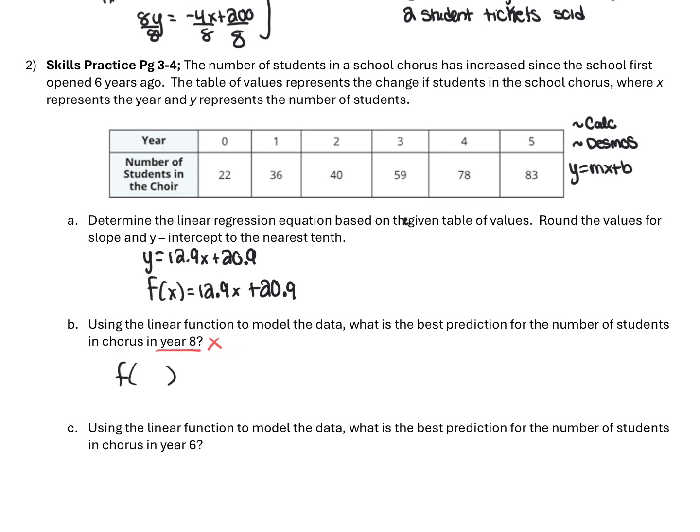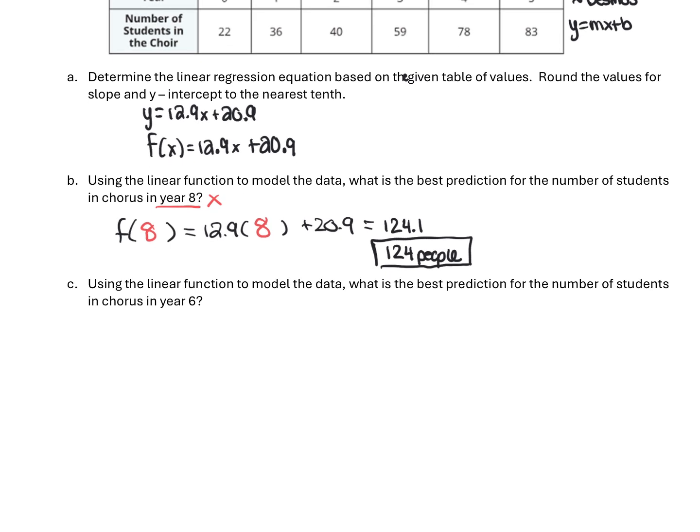So f of something equals 12.9 times that something plus 20.9. And that something I'm going to plug in is the 8, because x is 8 years. And you can type that in the calculator. And when you do, it should come out to 124.1. But this means people, and we can't have part of a person, so 124 people. Story problems always have story answers, so make sure you label your answers with units.